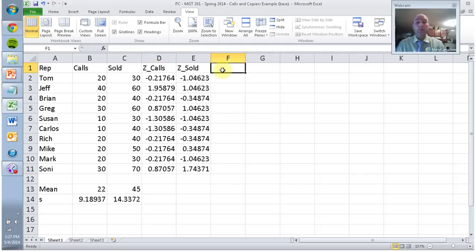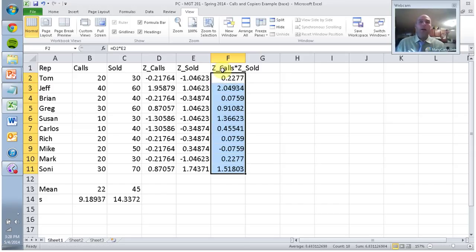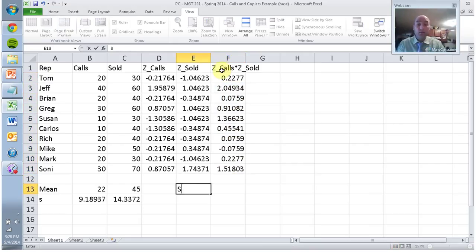That's all well and good, but really what I'm concerned about is the z-score for the number of calls times the z-score for the number sold. That number, that number, copy down, and now I have a number of z-score products. What I need to do now is add those all up, and that's going to be the numerator of my formula, the sum of those things.